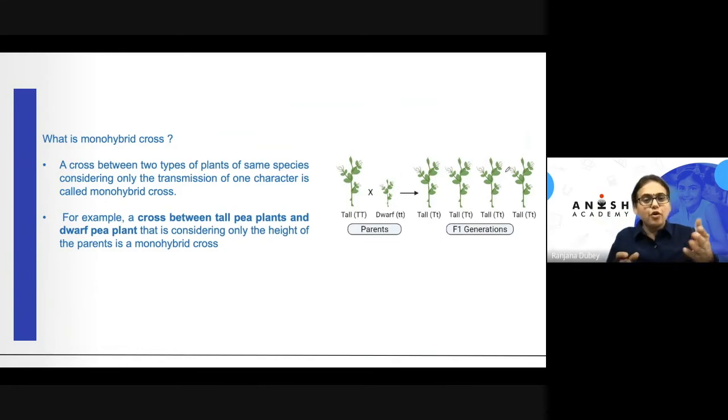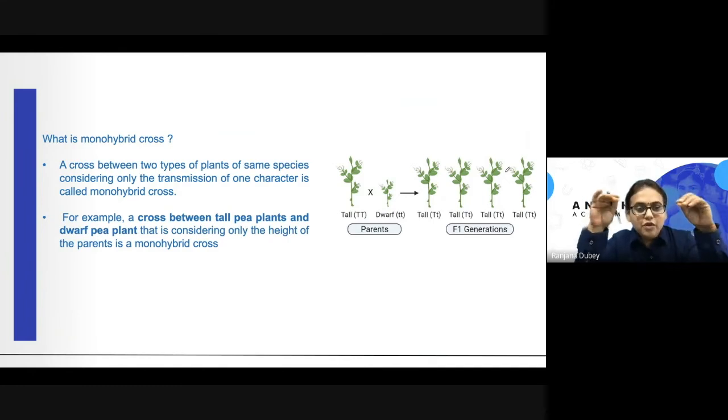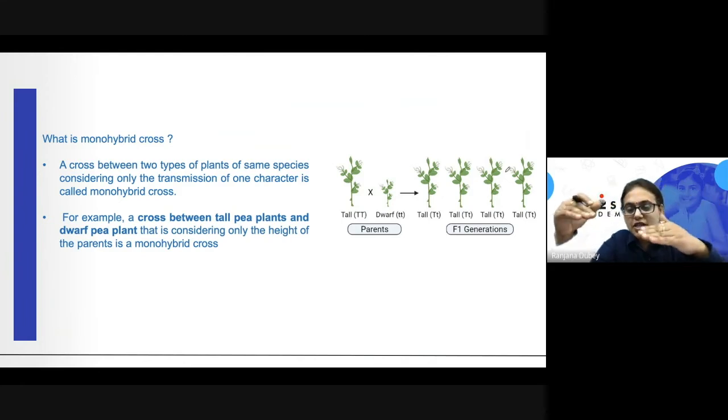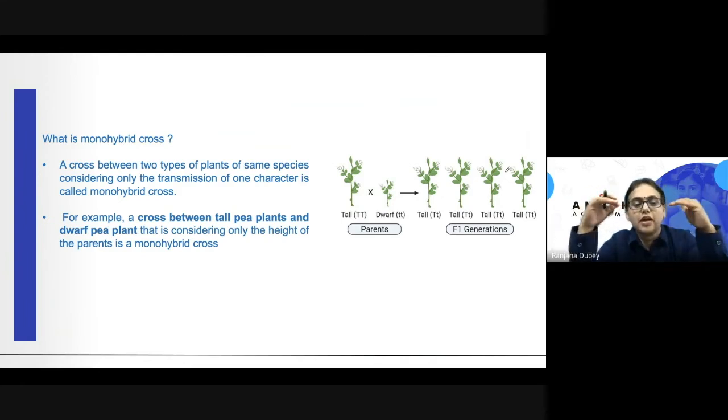Let me give you the definition of monohybrid cross. It is a cross between two types of plants of the same species, considering only the transmission of one character at a time. That is, I take into account the results of the crosses by taking only one feature at one time. For example, in this particular slide, I have taken the height of the plant as one character, the traits being tallness and dwarfness, and only this is considered while performing the cross.